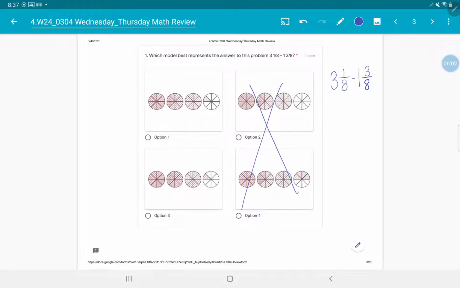I can eliminate the other 2 choices because they don't start with the correct amount. I'm taking away 1 whole and 3/8. Does option 1 show 1 whole and 3 of 8 pieces being taken away? Yes, it does. Option 1 is the correct answer.